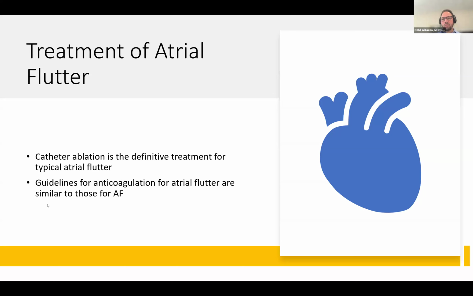However, as we mentioned, a rhythm control strategy is favored in flutter because rate control is very difficult, and usually you need a very high dose of antiarrhythmic or more than one agent to control the rate with flutter.